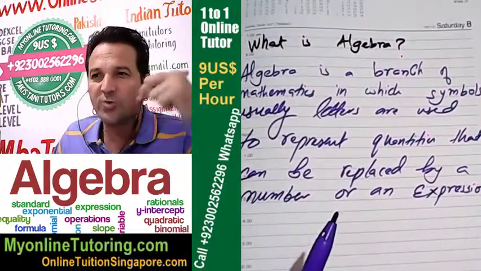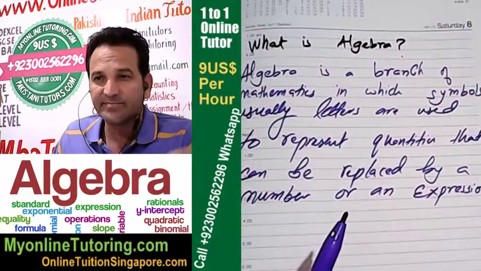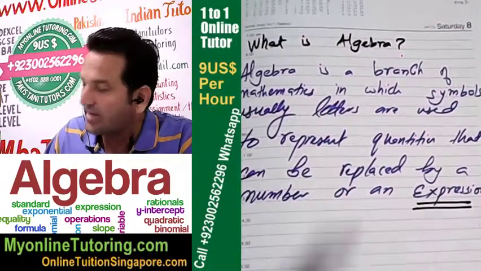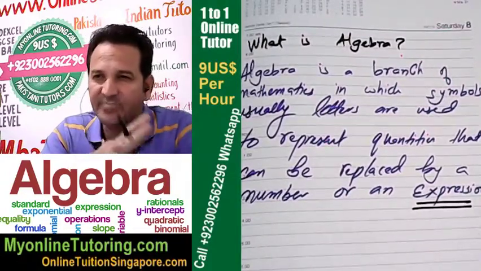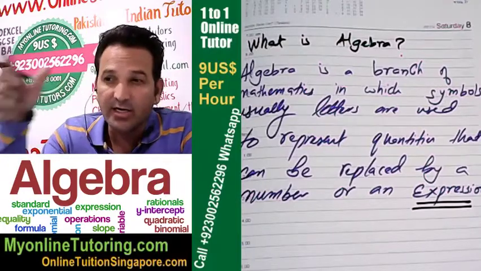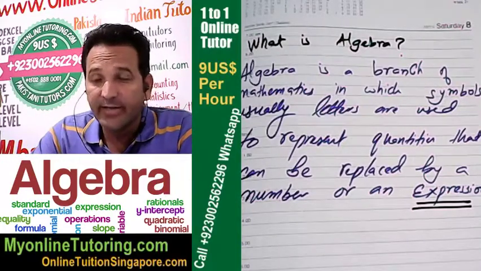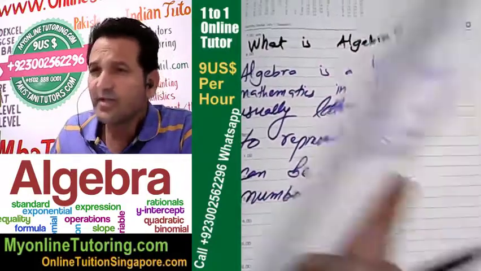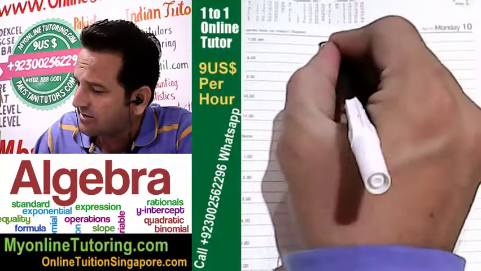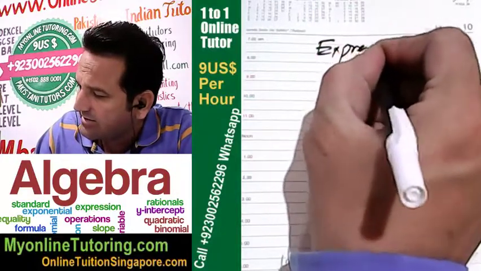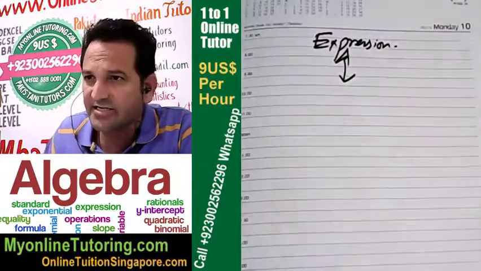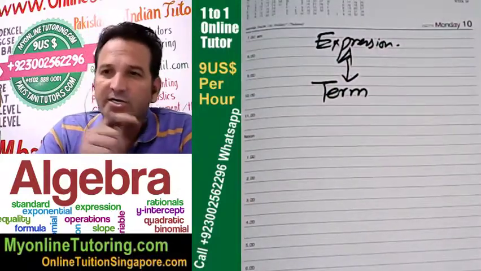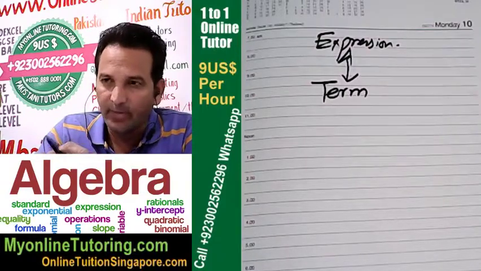So, first of all, to understand the definition, we have one main point which is regarding the expression. We must understand what an expression is. Then we will be able to understand algebra in depth. To understand expression, we first understand the term. What is a term in algebra?